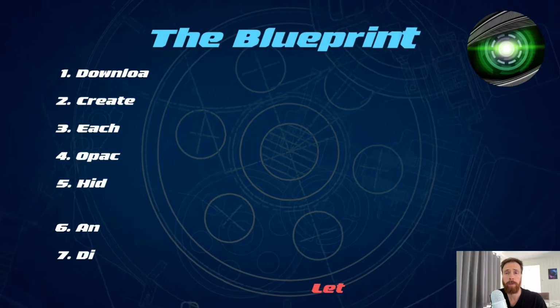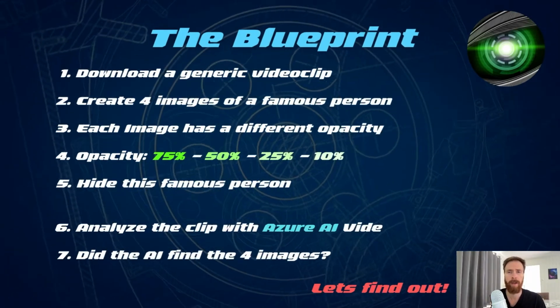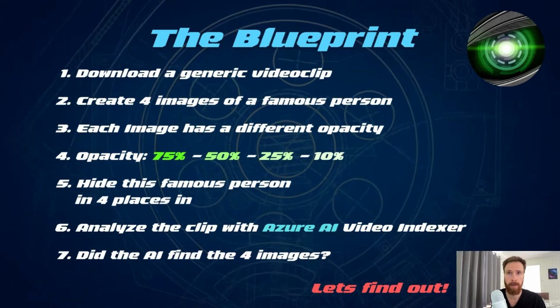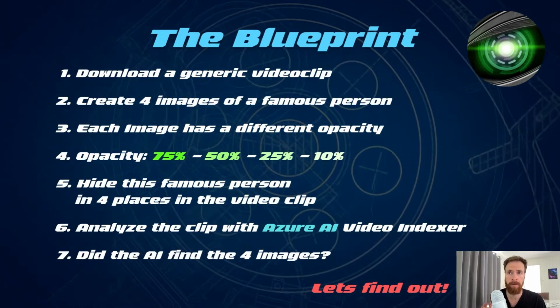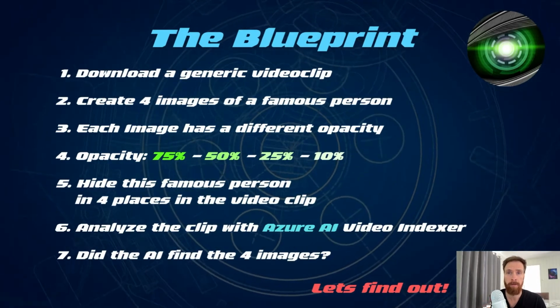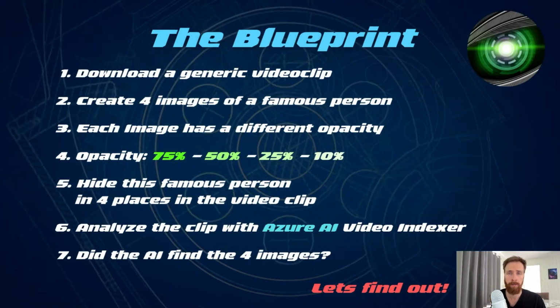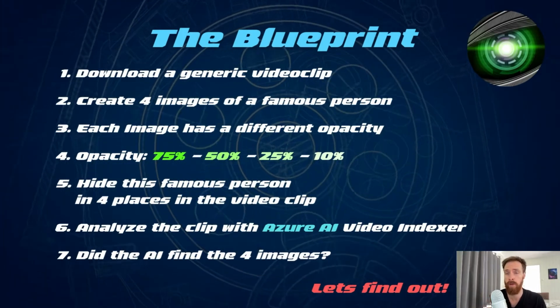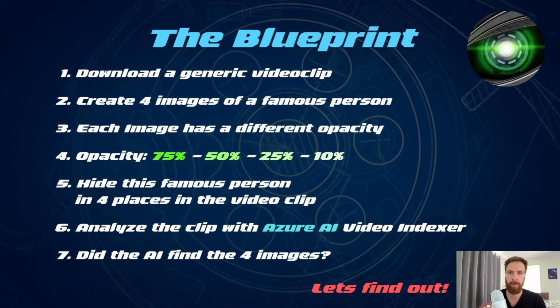Let me show you. Okay, so this is what we're gonna do. I'm just gonna start by downloading a generic video clip. Then I'm gonna create four images of a famous person. Each image should have different opacities, so 75%, 50%, 25%, and 10%. Then I'm gonna hide this person in four places in the video clip. Then we upload the clip, analyze it with Microsoft Azure's AI video indexer. Then we just see, can AI find the images?